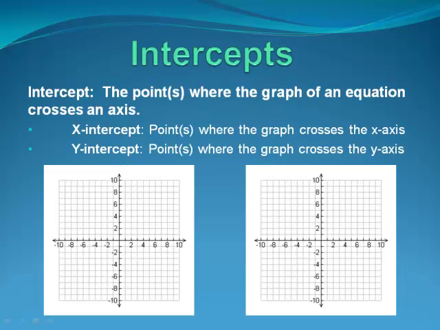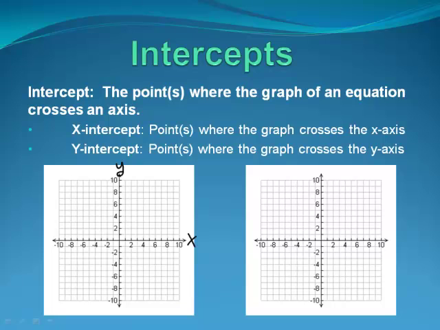The definition of an intercept is the point or points where the graph of an equation crosses an axis. Now, if you're looking at a rectangular or a Cartesian coordinate system, there are two types of axes, x-axis and y-axis. So there's two types of intercepts, x-intercepts and y-intercepts. An x-intercept is a point or points where your graph crosses the x-axis. So let me give you an example of that.